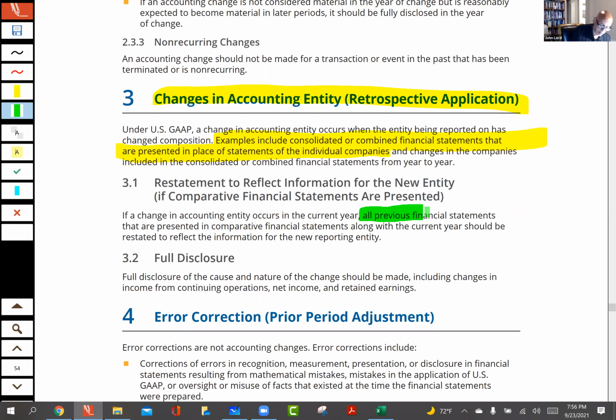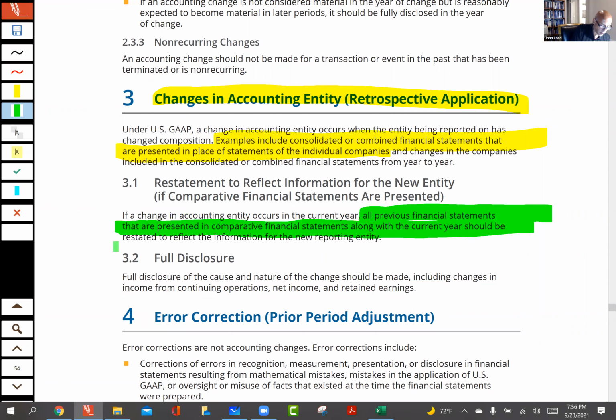Let's go ahead and take a look at the bad news here. All previous statements that are presented in comparative statements along with the current year should be restated to reflect the information of the new reporting entity. In other words, you've got to consolidate all the companies in. You've got to go back. We don't call it restatement, but that's what it is. You restate the prior years, and you use retrospective application to do that.